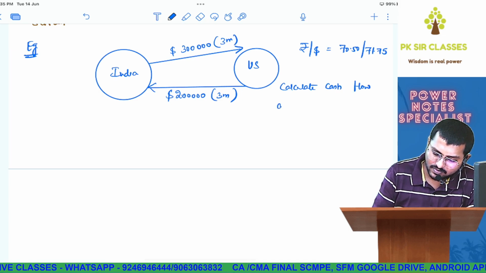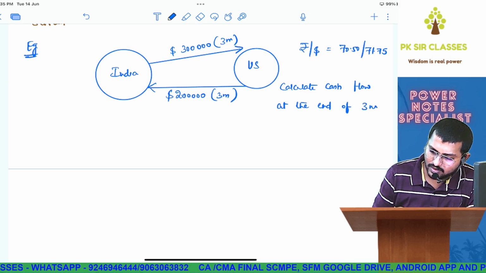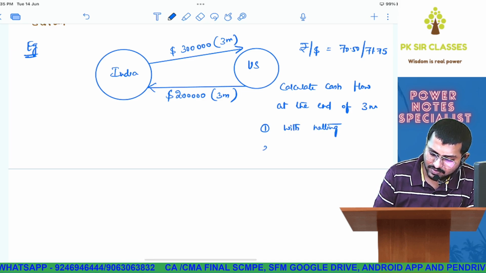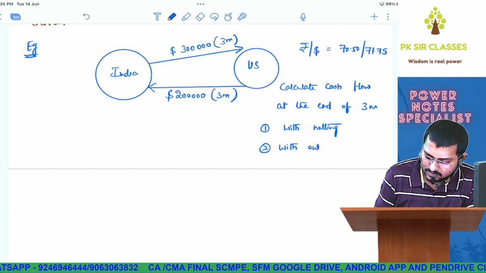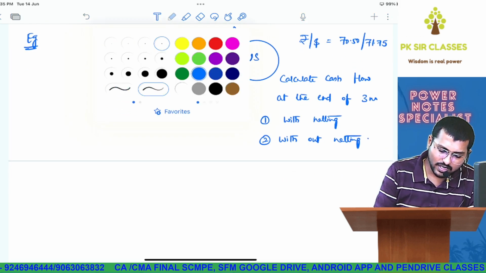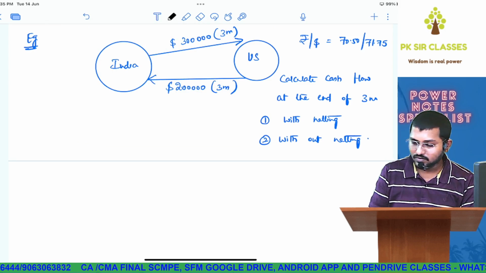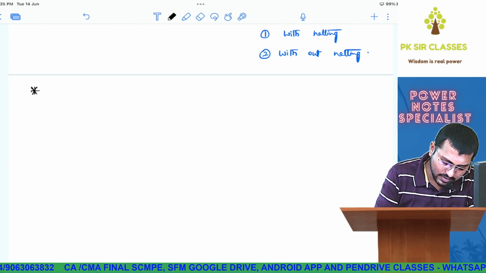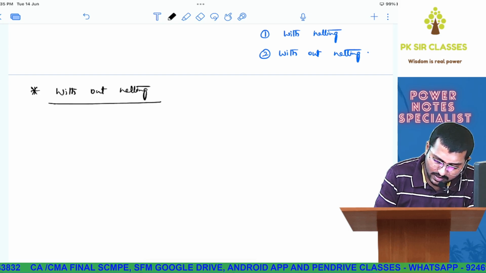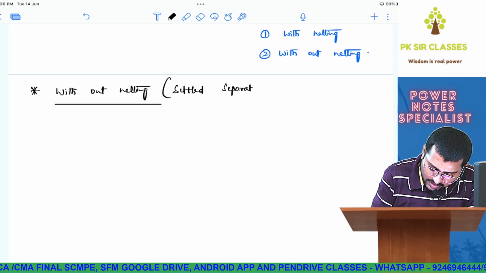Okay, we need to calculate with netting as well as without netting. What's going to happen? Ready? First one is without netting, then you have to settle it separately. Without netting means they are settled separately as individual transactions.